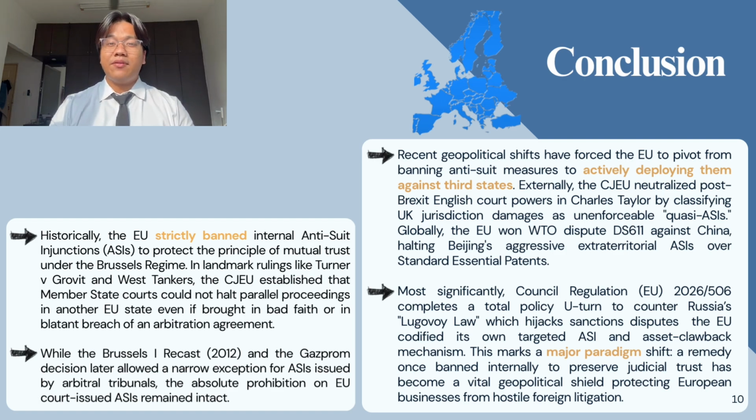The EU now actively deploys ASIs against third states. We saw this when the CJEU neutralized post-Brexit English ASIs in Charles Taylor, and also when the EU defeated China's aggressive patent ASIs at the WTO. Most significantly, a Council regulation codified a targeted EU ASI and clawback mechanism to counter Russia's Lugovoy law. Ultimately, on the whole, a remedy once completely banned to preserve internal trust is now a vital geopolitical shield protecting European businesses from hostile litigation.